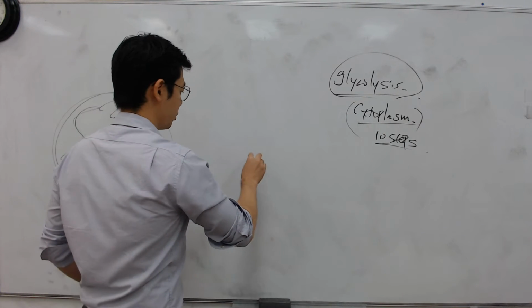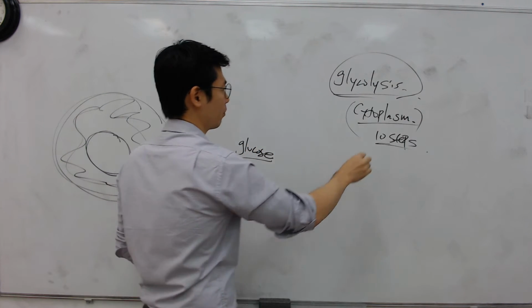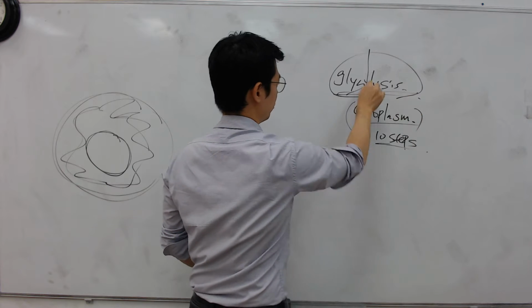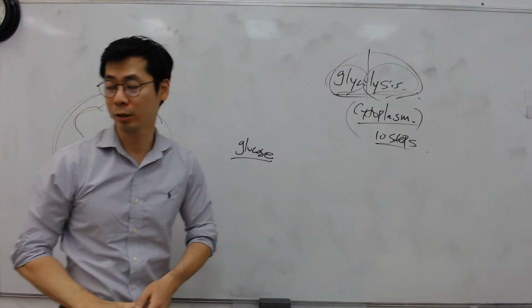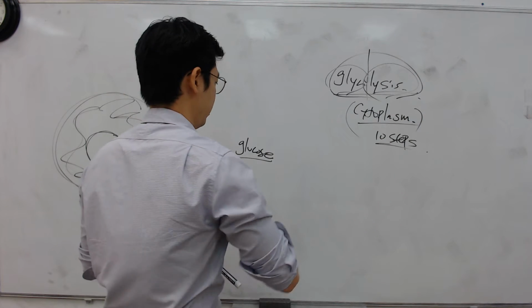So what happens in glycolysis? Glucose goes in. As you can see from the name, glycolysis, the glucose splits. Glucose goes in, and what happens?